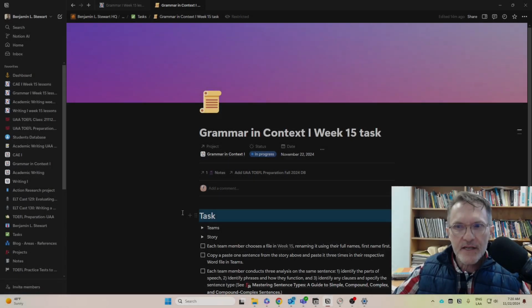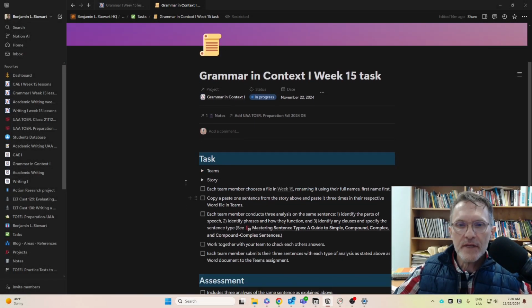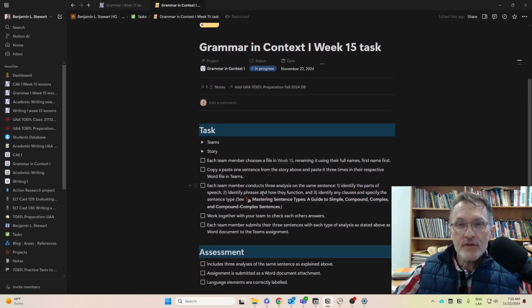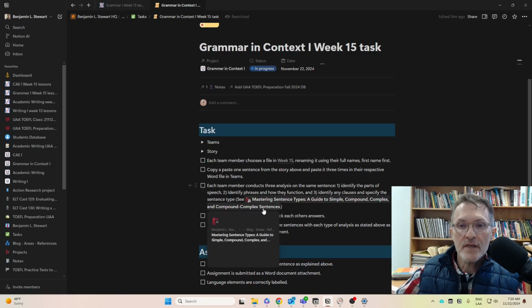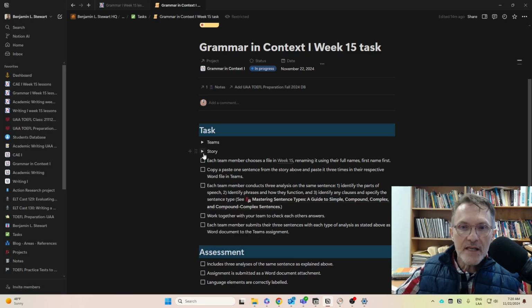Today in Grammar and Context 1, Week 15, we're going to complete a task that involves working in teams, and we're going to be looking at a story that you can find here on this page. The first thing you'll need to do is go into the Week 15 folder in Microsoft Teams and choose a Word document, rename it using your full name, first name first, and in your Teams, review the story, and each individual member should choose one sentence from the story to analyze.